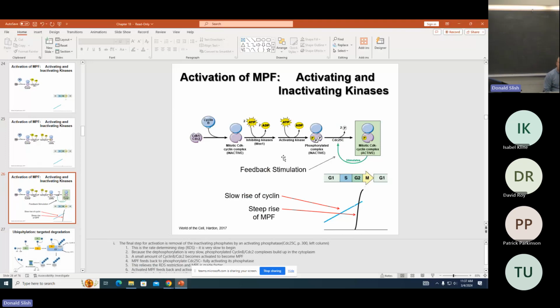Okay. So there is one active region and two inactive regions. So the two inactive regions need to be phosphorylated for the active region to take. Right. And that's why it's a phosphatase that actually activates it. Okay.